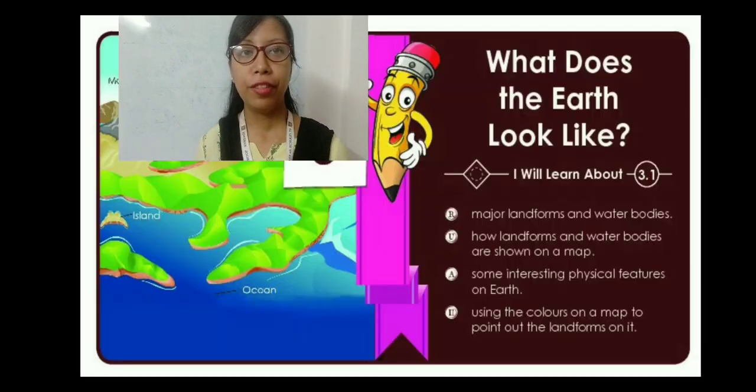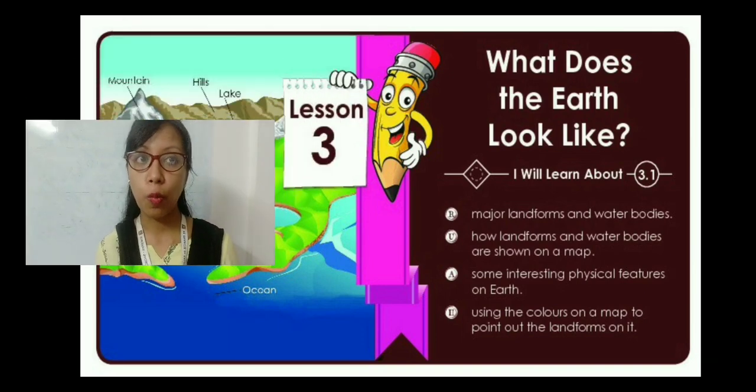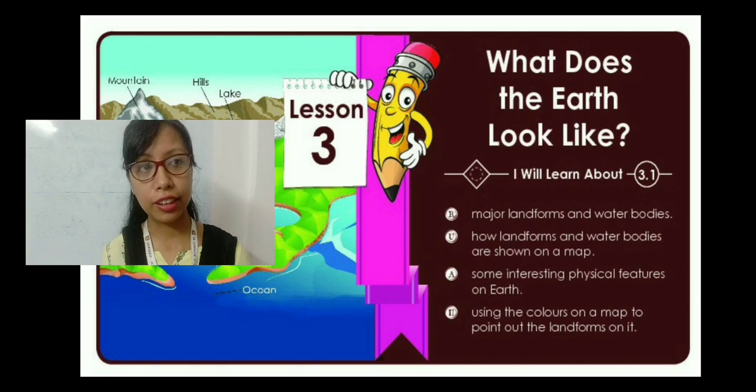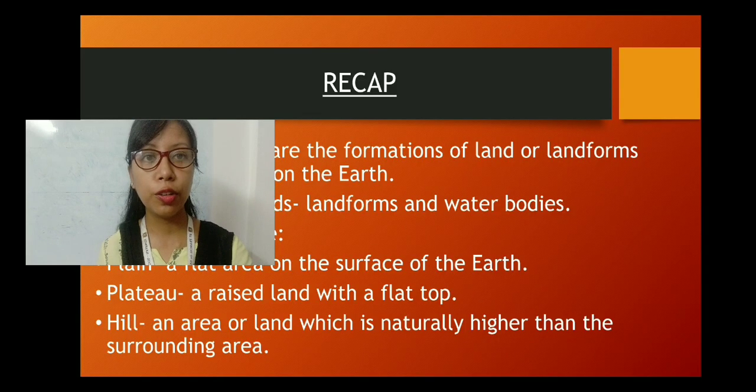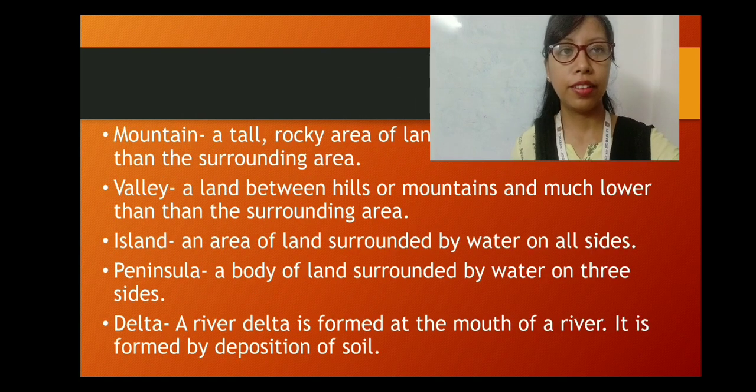So, we have finished discussing lesson 3: What does the earth look like? In this lesson, we have studied major landforms and water bodies, how landforms and water bodies are shown on a map, some interesting physical features on earth, and using the colors on a map to point out the landforms on it, right? Now let's do the recap of the overall lesson. So let's start.